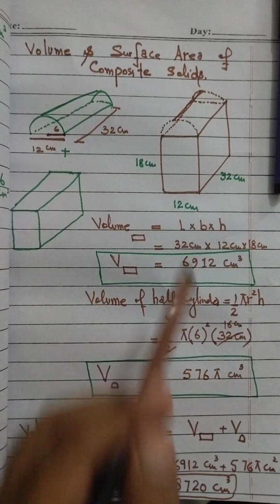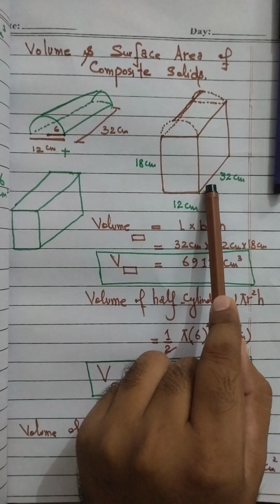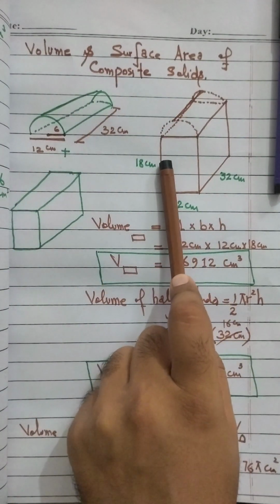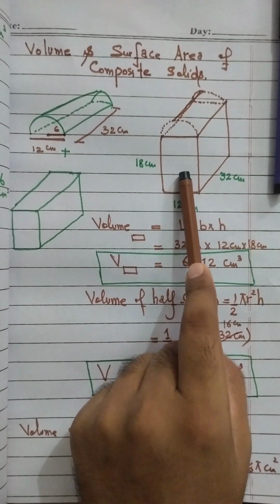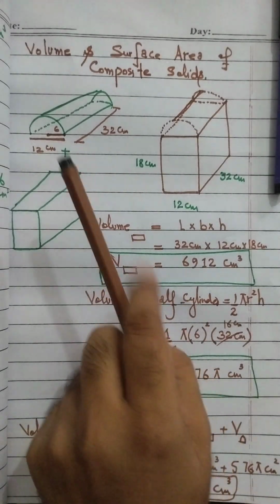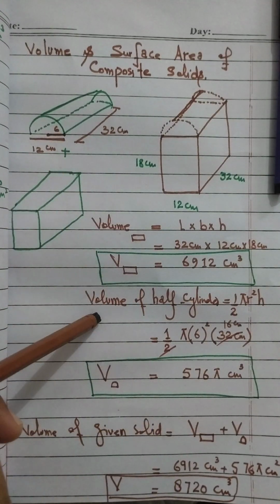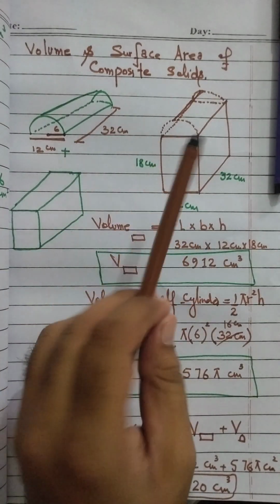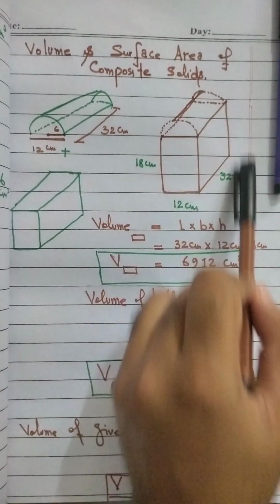Okay, students, this is the solid which is given to us, and we have to calculate the volume and surface area of this composite solid. For that, we separated it into two portions: one is the rectangular prism and the other one is the half cylinder, and we applied the respective formulas in our last part. In the next part we will find the surface area of this composite solid.